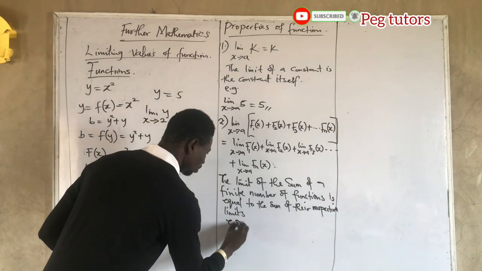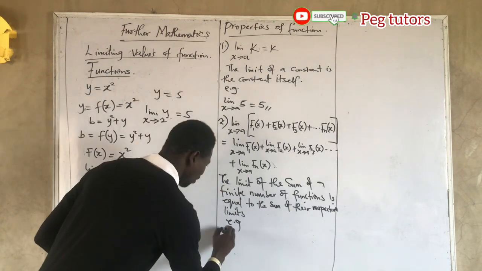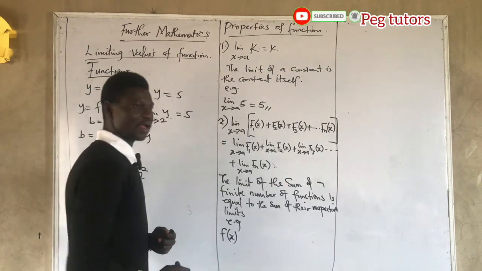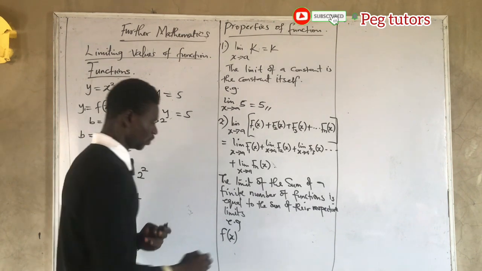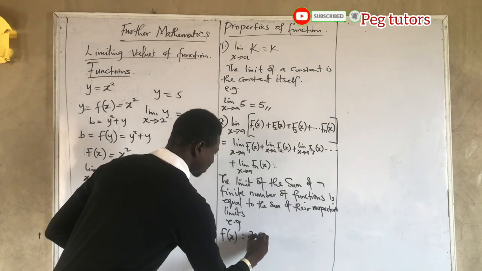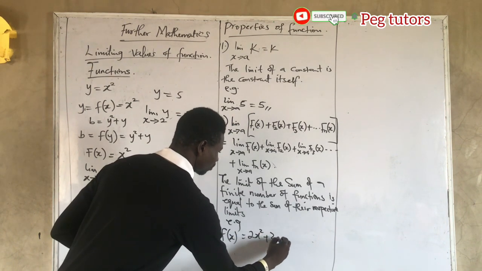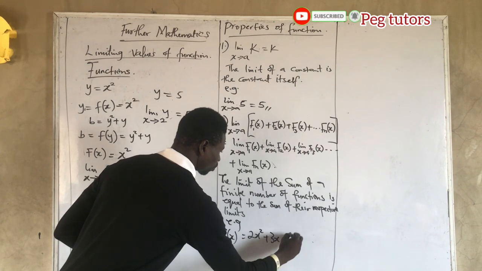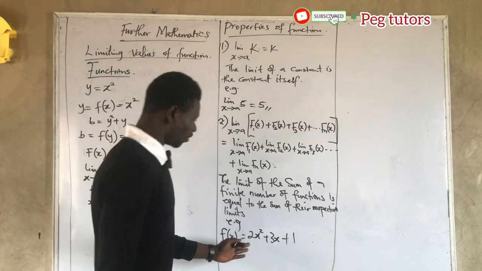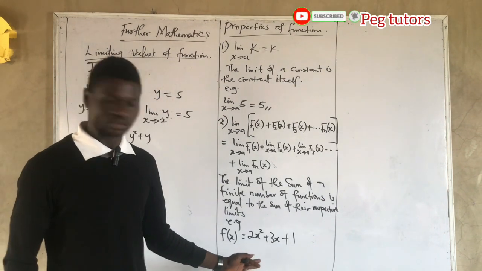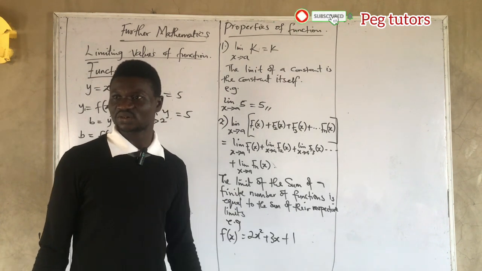E.g., let me give you an example. Let's assume that you have f of x as 2x squared plus 3x plus 1. Do you see that? Now there are many functions there, about 3 functions. 1 function, 2 function, 3 function, though the last one is a constant.